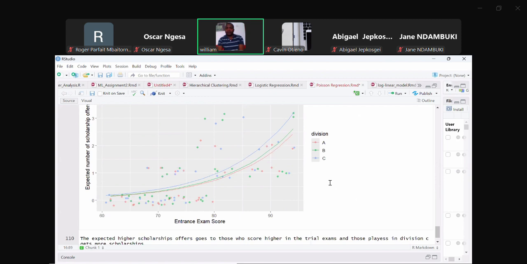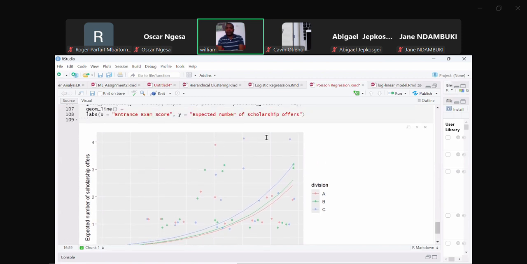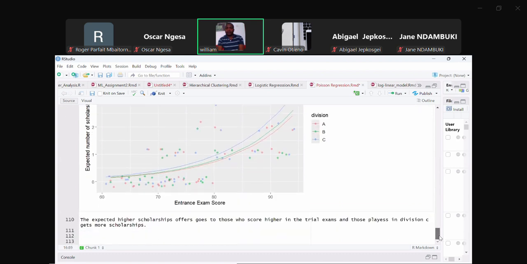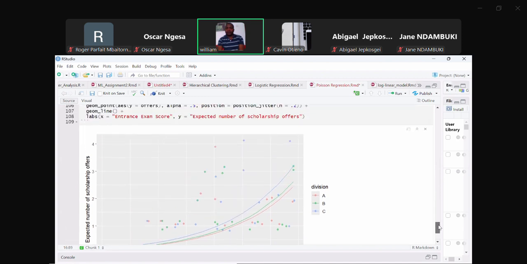In this case, we can see blue, which is from division C. And if you look closely, these blue points are bigger. So how do we interpret this? The expected higher scholarship offer goes to those who score higher in the trial exams, and those players in Division C get more scholarships. So that's exactly what this is trying to predict.